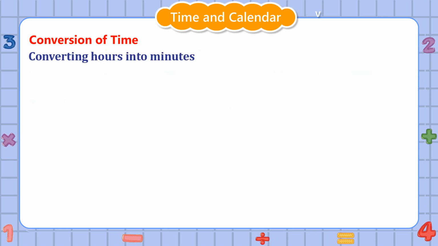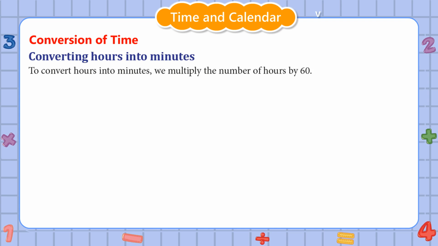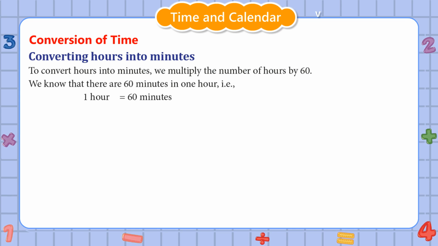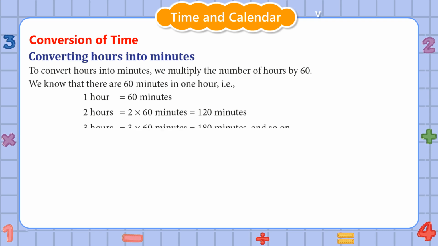Converting hours into minutes. To convert hours into minutes, we multiply the number of hours by 60. We know that there are 60 minutes in 1 hour. That is, 1 hour is equal to 60 minutes. 2 hours is equal to 2 multiply 60 minutes. It is equal to 120 minutes. 3 hours is equal to 3 multiply 60 minutes. It is equal to 180 minutes, and so on.